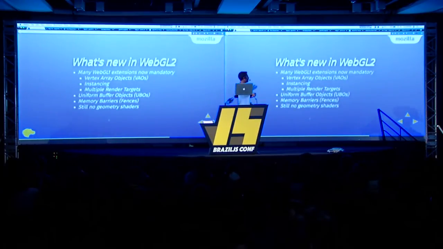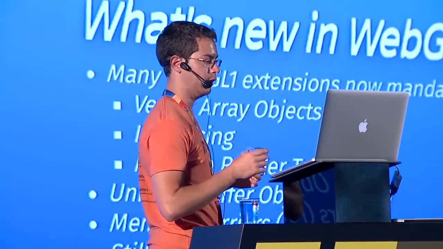In WebGL 1, there is this concept of extensions, which you basically have to feature test for. If it exists, you can use it, and it makes things faster and nicer, and there's less synchronization. Otherwise, you have to implement it yourself. You have to fall back. And there are a few new things that are impossible to implement in WebGL 1.